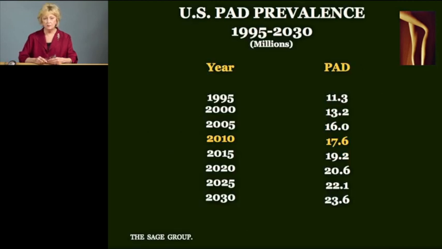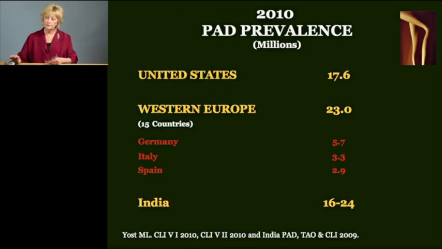Over time, if you look at the PAD prevalence in the U.S., beginning in 1995, 11.3 million, 2010, 17.6 million. By the time you get to 2020, close to 21 million, and by 2030, close to 24 million with PAD. Now, PAD is not just a U.S. disease, it's a worldwide disease. Basically, it follows diabetes. In Western Europe, we have estimated that approximately 23 million people have PAD. The three top countries there are Germany, Italy, and Spain. We've also estimated in India that there are 16 to 24 million people with PAD.